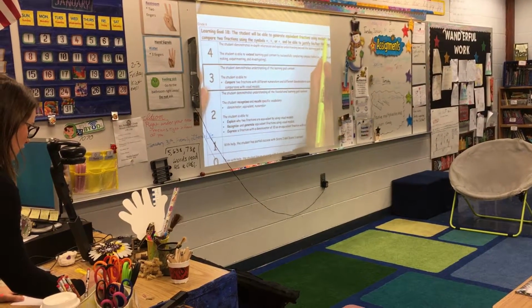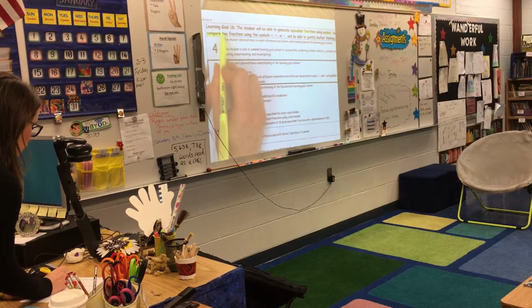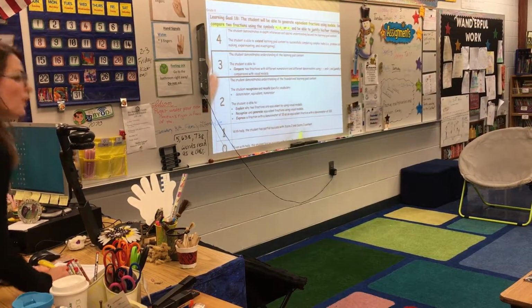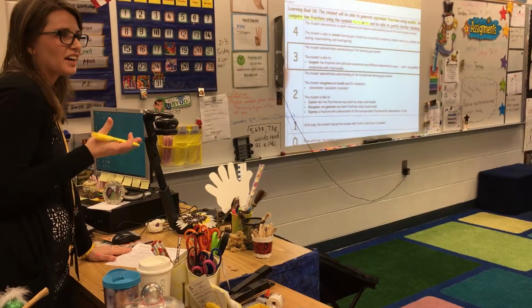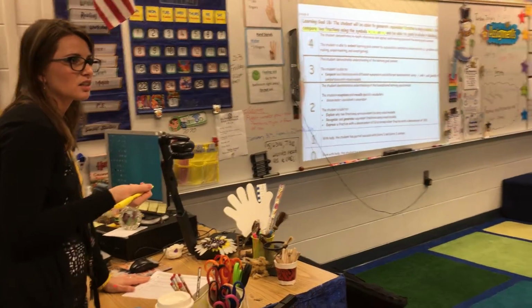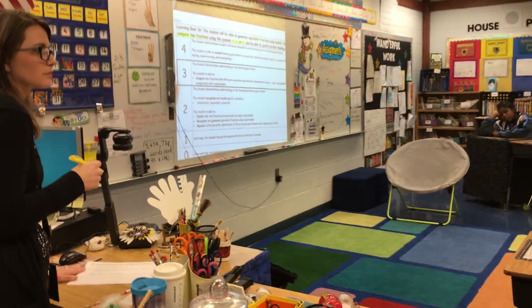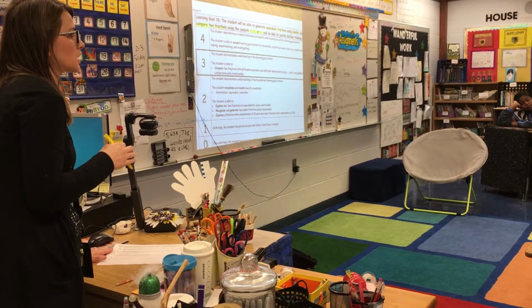Okay, so here is your goal: you, the student, will be able to generate equivalent fractions using models. You will also be able to compare the two fractions, thinking of greater than, less than, or equal to, and be able to justify it. What do I mean by justify it? Anastasia? Kind of like think about it, like maybe decipher it a little bit. Okay, what else? Avery, thank you for sharing.